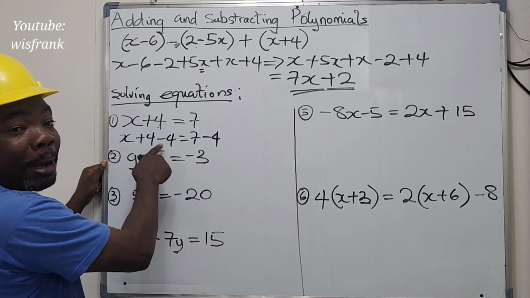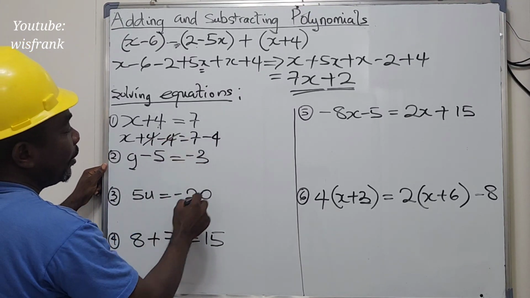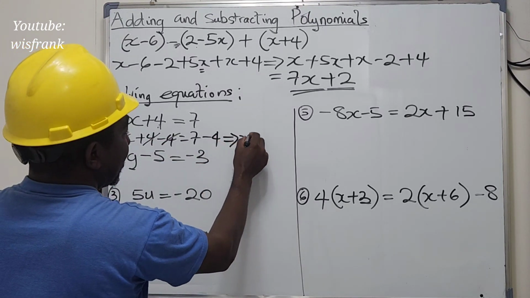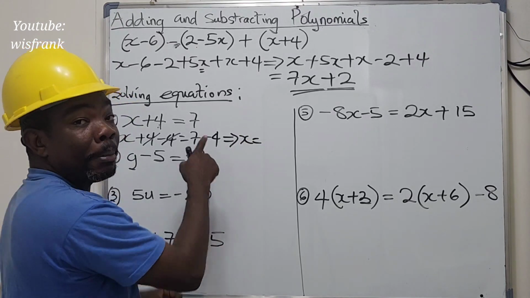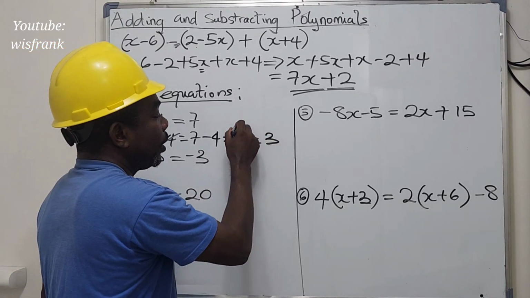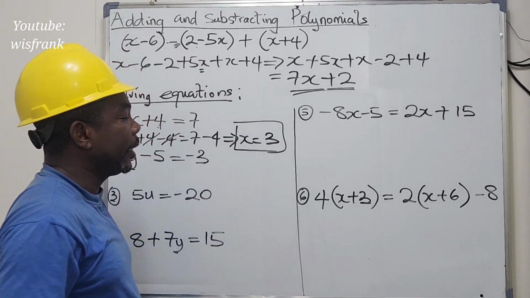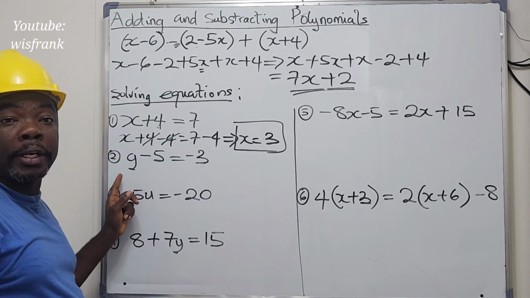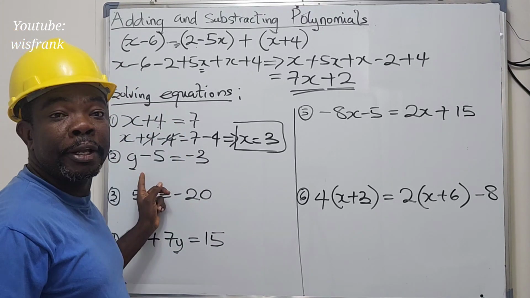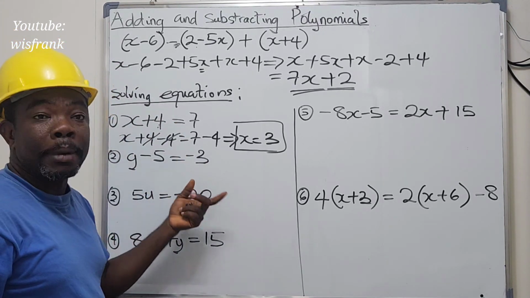X plus 4 minus 4 will cancel itself. So you are now left with x equals 7 minus 4 equals 3. So the value of x equals 3 in this equation. The next one is number 2. We will have g minus 5 equals minus 3.